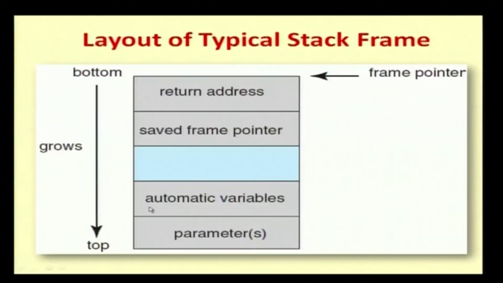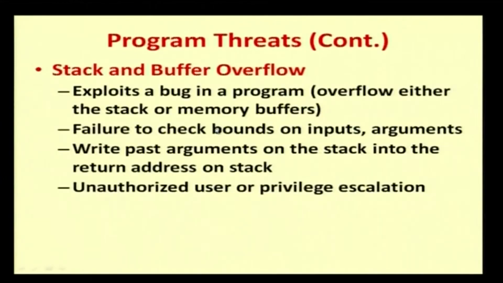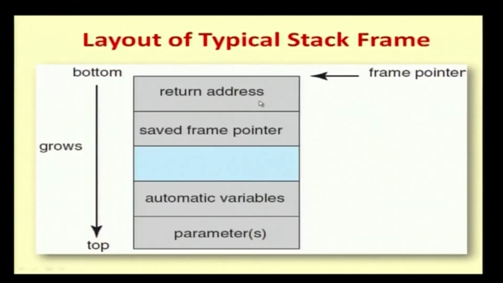Then we will see the layout of a typical stack frame. So here it is. Here we have a return address, saved frame pointer, automatic variables and parameters. So this is a frame pointer. This layout denotes the program threat. This is how it works, and it grows from the bottom and reaches to the top. Based on the explanation given for stack and buffer overflow, this diagram is shown.